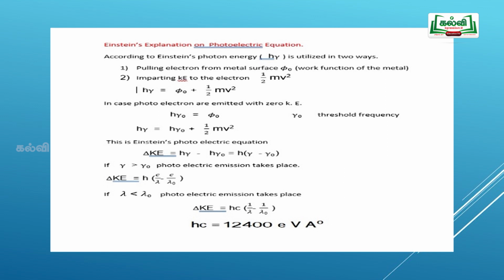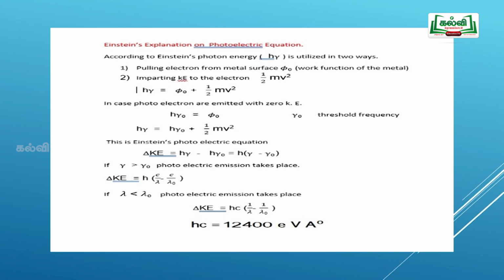According to Einstein, suppose I take only one photon of energy h nu, it is utilized in 2 ways when it falls on a metal surface. When it interacts with one electron, this incident energy h nu is utilized in 2 ways. One, pulling the electron from the metal surface, which we call the work function, the energy needed for the electron to come out of the metal surface. The remaining energy is given to the electron for moving as kinetic energy, which is half mv square. So we can say the energy of the incident photon h nu equals work function plus kinetic energy half mv square.